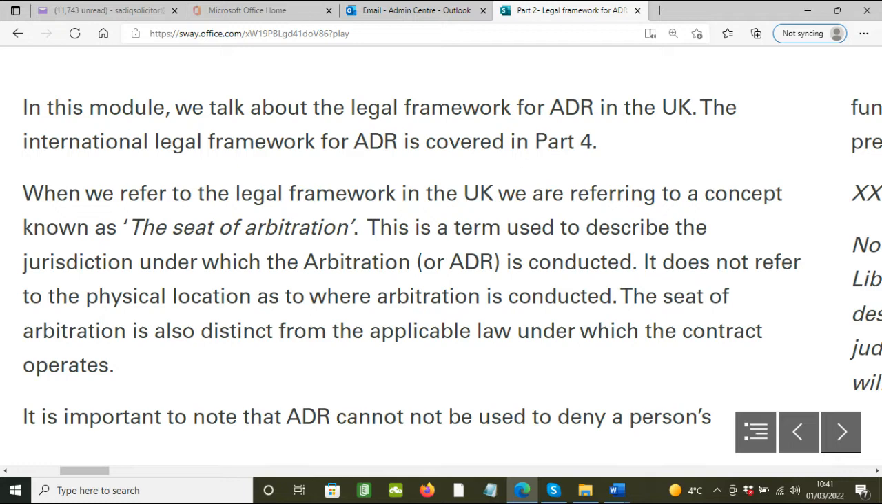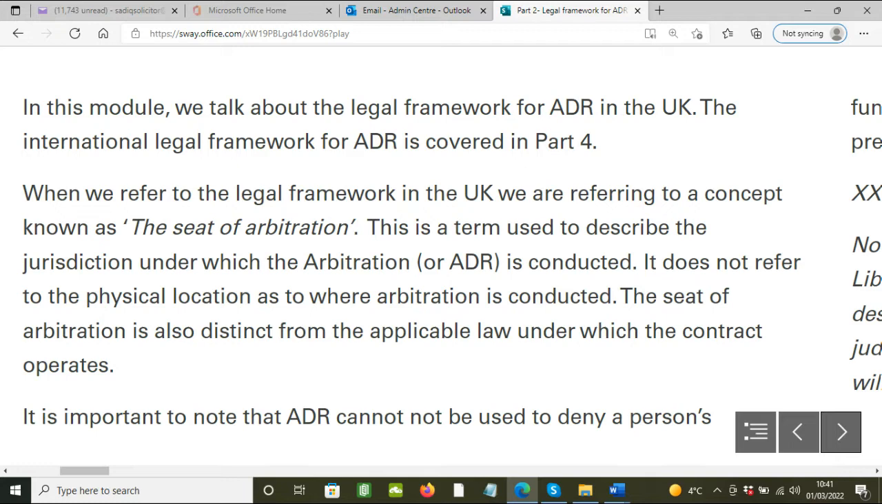When we refer to the legal framework in the UK, we are referring to a concept known as the seat of arbitration. This is a term used to describe the jurisdiction under which the arbitration is conducted. It does not refer to the physical location as to where the arbitration is conducted. The seat of arbitration is also distinct from the applicable law under which the contract operates.